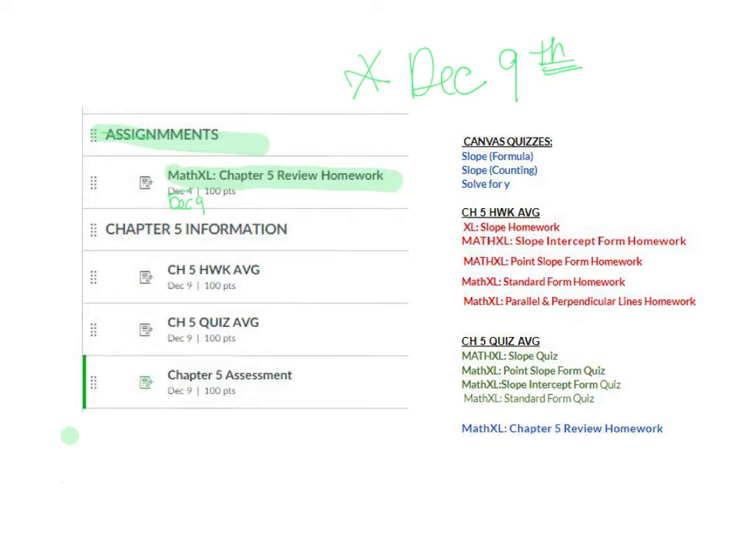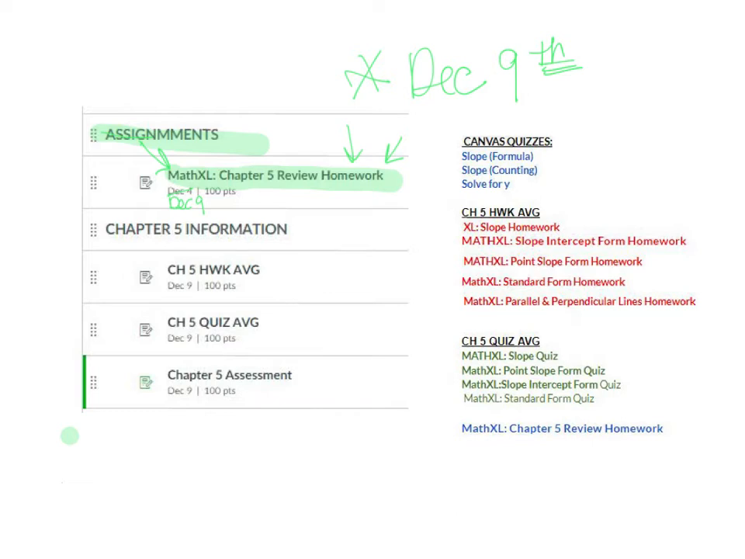Our new assignment is right here, which is the review homework. So if you have been keeping up to date with Chapter 5, that is the only new thing that you have to do. It will be due December 9th at midnight. December 9th will also be our test day.